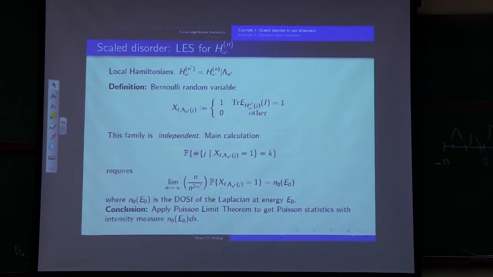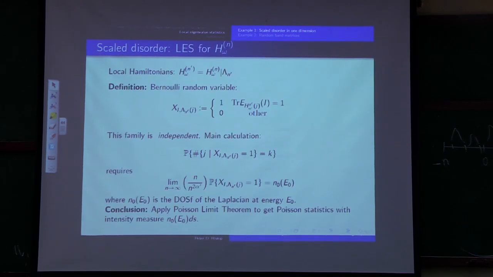Okay, so localization means eigenvalues behave. They don't care about the other nearby eigenvalues; they behave independently. You get a family of independent Bernoulli random variables, and you get Poisson statistics. So that's basically the idea.